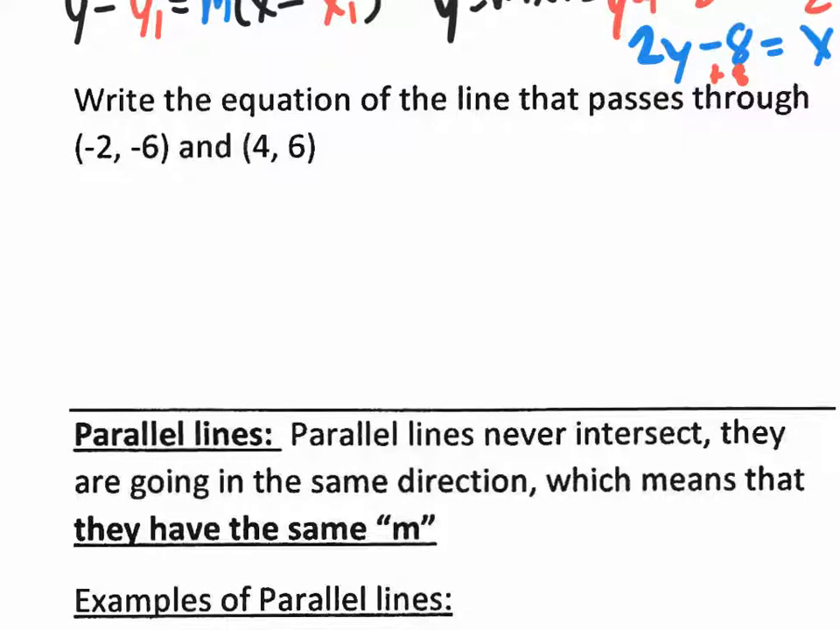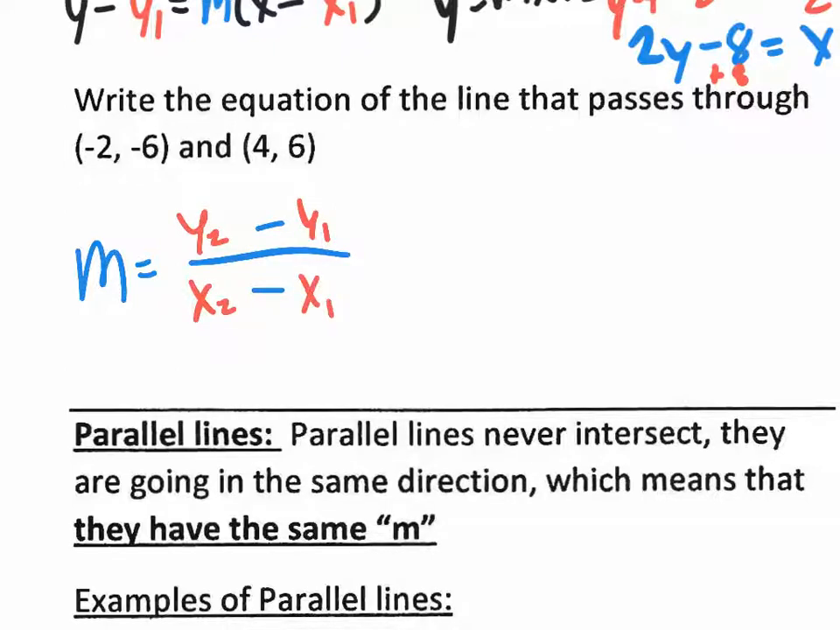This one's interesting. They want you to write an equation. They give you 2 points. They don't give you a slope. And for either point-slope form or slope-intercept form, you need a slope. And you don't have a slope, they give you 2 points. Yesterday, we did the slope formula. Hopefully you remember: m equals y2 minus y1 divided by x2 minus x1.